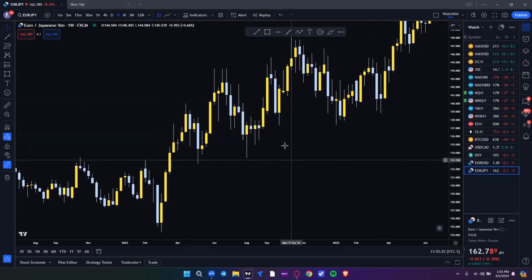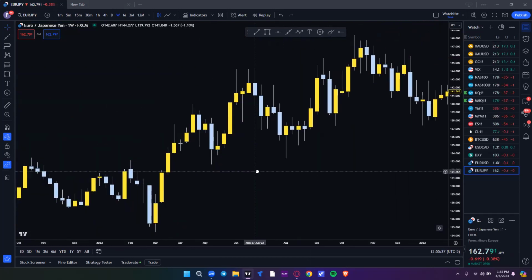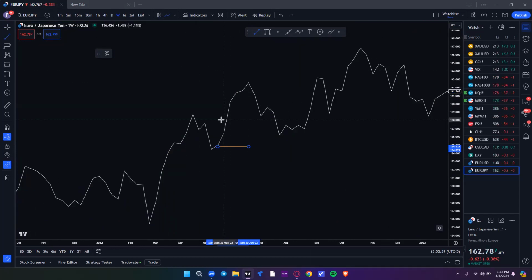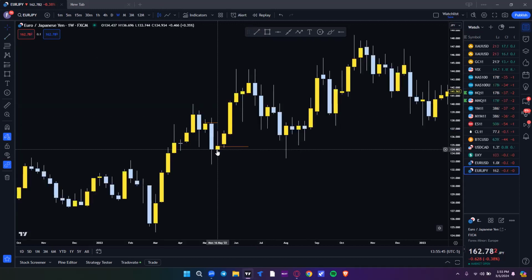All right, so on the weekly time frame, you can see that there's this push up here. We have this fresh SNR level right here that we're unsure whether or not it's going to hold, and that's not our business. Our business is to identify the open and the close. So we'll do that.